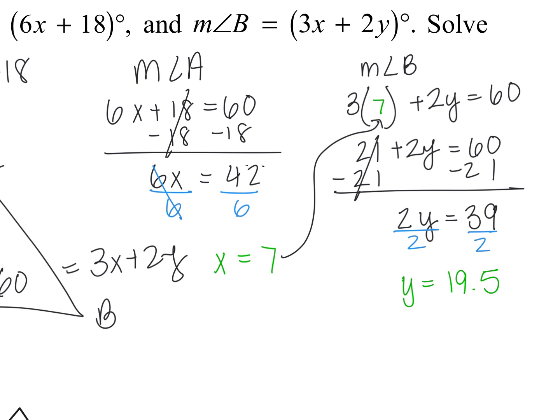Would we have to make it a decimal? I would make this one a decimal. If we left it like that, would it be wrong? No. It would still be right. So if you left it as y equals 39 over 2, that's fine. Yeah, if you put y equals 39 over 2, that's fine.